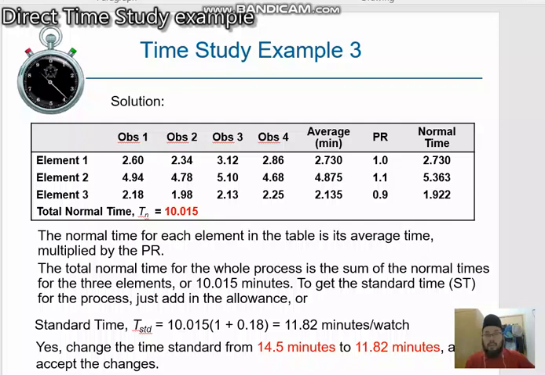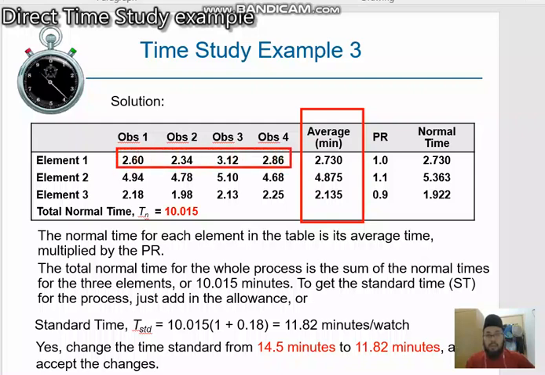Again, first we have to determine the average time for each element. For example, in element 1: 2.6 plus 2.34 plus 3.12 plus 2.86, divided by 4. So the average observed time is 2.73 minutes, followed by element number 2 and element number 3. From average time, we determine the normal time. Again, because the performance rating is given specifically for each element, the normal time also has to be determined specifically for each element.